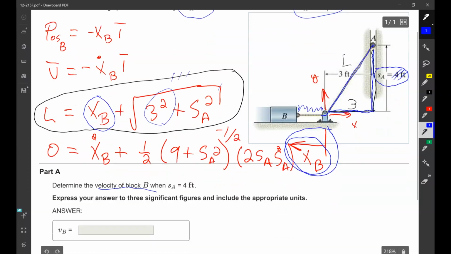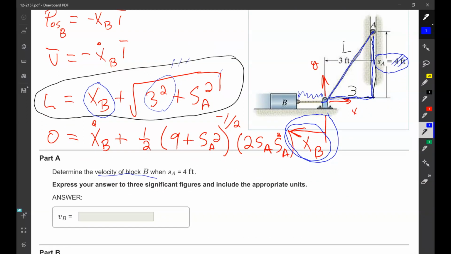What you do after this is differentiate it to get the velocities. So you differentiate it. The length of rope is constant, so it becomes a 0. XB becomes XB dot, and then you take a derivative of this square root term, and you end up with this term right here. You have to use the chain rule, right? So you use the chain rule on the thing.